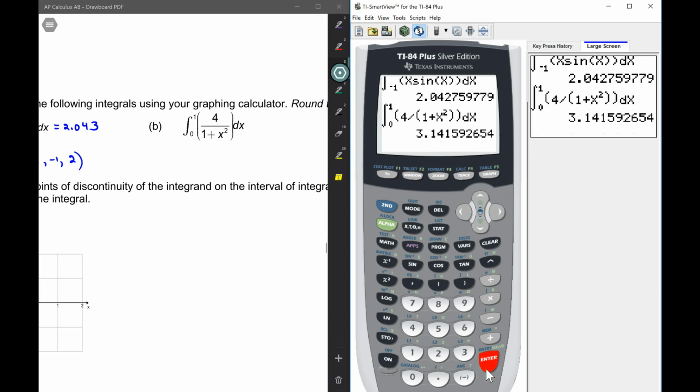Hey, what do you get for this, guys? That's pi. No, you won't get points off. But that's pi. Isn't that cool that if you integrate 4 over 1 plus x squared, you get pi? Come on, that's really pretty cool.